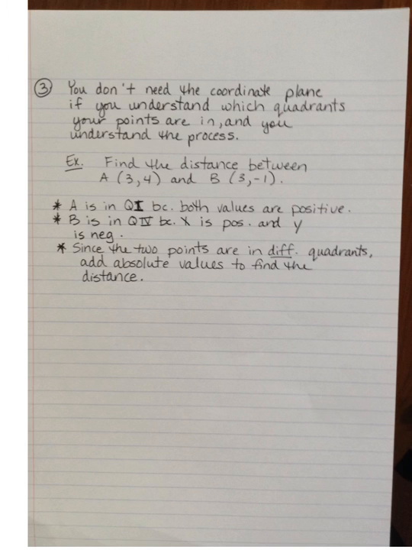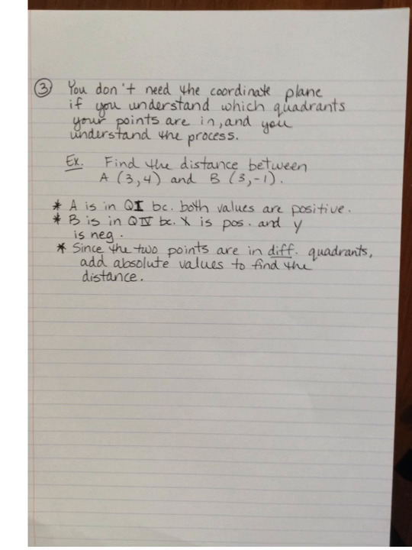In box number 3, you're just going to write down some information and then do another example. I said you don't need the coordinate plane if you understand which quadrants your points are in and you understand the process. As beginners, it's easier if we use the coordinate plane. But as you move forward in math, you won't always be plotting your points. So I'm just going to show you how you would do that.